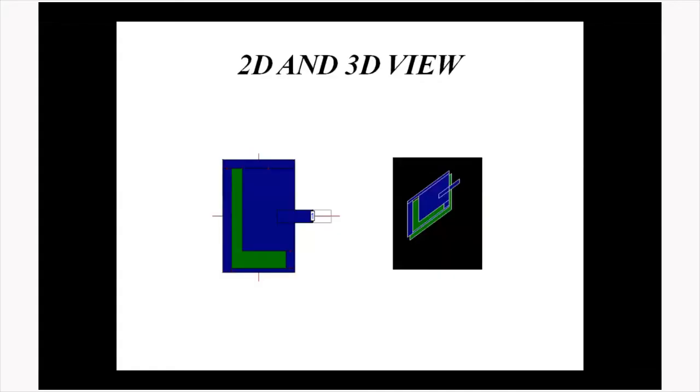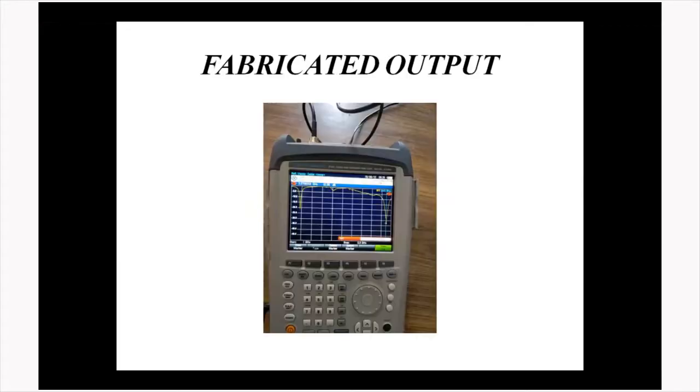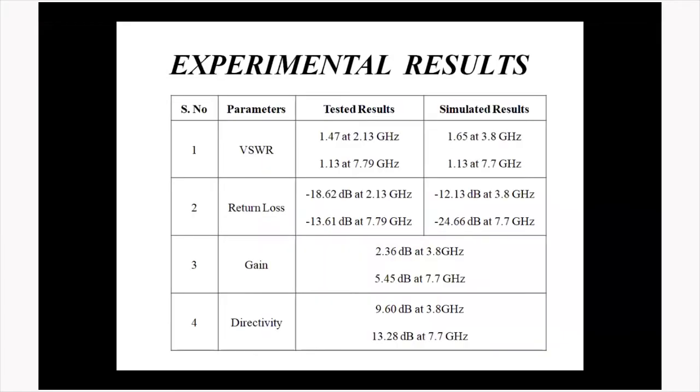This is the 2D and 3D view of the L-shaped slot antenna, a patch design on a PCB board. The fabricated output has been measured using the network analyzer. The practical value occurs at 3.5 gigahertz, and the theoretical value occurs at 4.5 gigahertz. The experimental results show parameters such as VSWR, return loss, gain, and directivity.